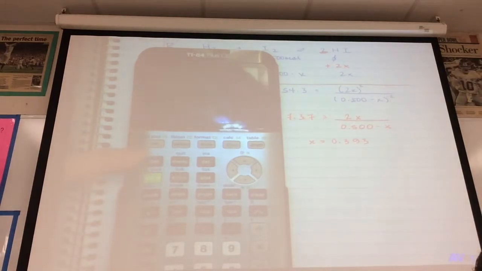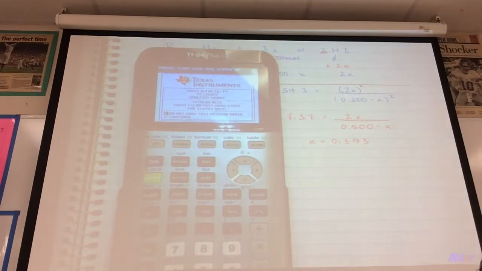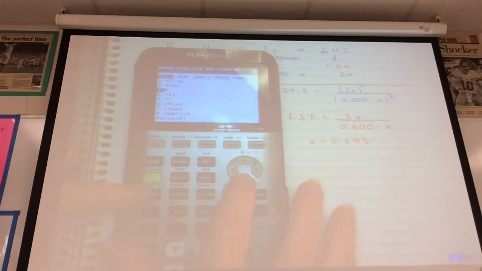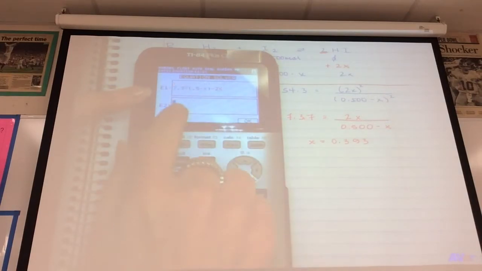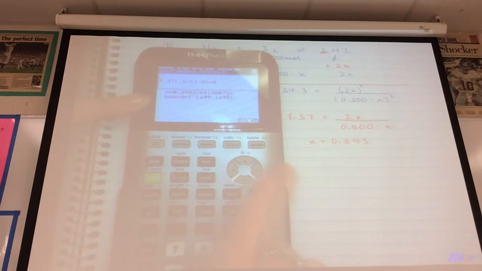I've never played with this calculator, so sometimes I don't really know how to clear it. So we did math. We went down to numeric solver. I put this in here. I went down and put a 0 in. I'm going to clear that, and I just hit alpha enter for solve, and poof, it's there. Fun, fun, fun.